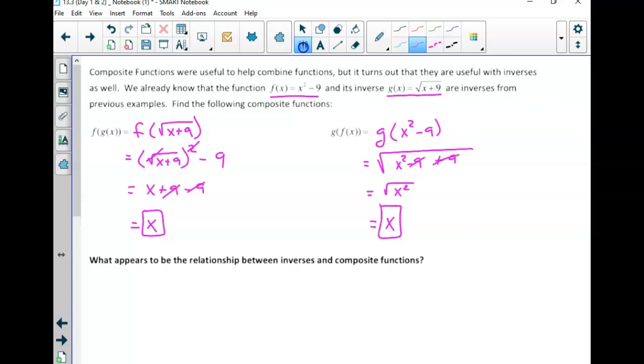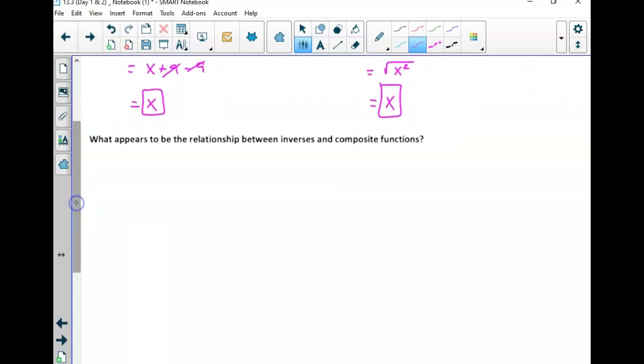Right? So what do you notice here? What appears to be the relationship between inverses and composition functions, composite functions? Well, the composition of a function and its inverse equals x. What does that mean?